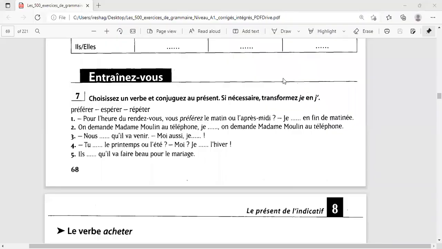Préciser un verbe conjugué au présent. Si nécessaire, transformer je en j'. So you have three verbs. Here, when you are doing it, you have to pay a little bit of attention to the meaning of the sentence. Otherwise, you can't identify where you are going to put the verb. Use the conjugation of préférer, espérer, and répéter and fill in the blanks.